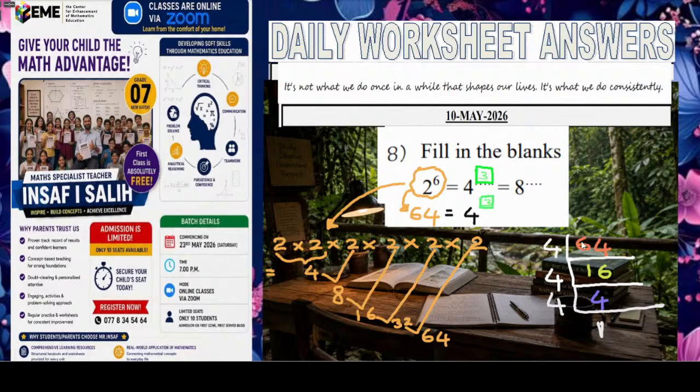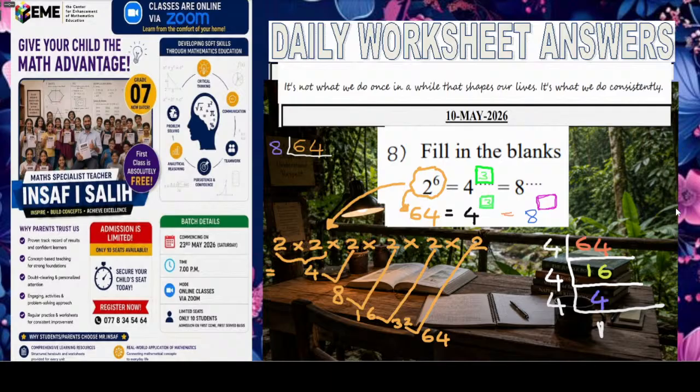Is equal to 8 to the power what? So 8 is the base and something is going to come as the index. We've got to find out what should come as the index. What do we do? Same thing as we did for 4. We've got to divide 64 by 8. So 64 divided by 8. What is 64 divided by 8?